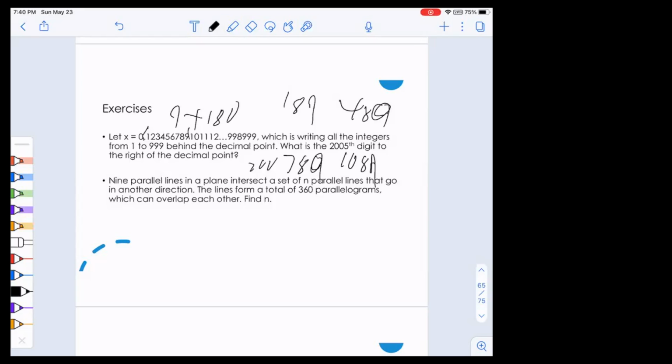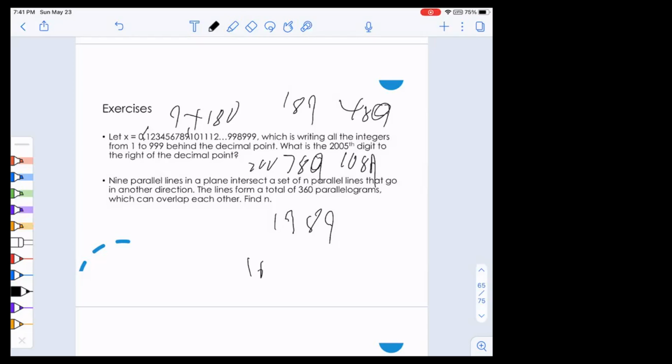And so on and so forth until we get to 699, which is 1989 decimal places. But now we can't go any further since if we add 300 more, that would be too much. So the 1990th digit is the first digit of 700, which is 7. And since we want the 2005th digit, we subtract the 1989 from that and we get 16. So we want the 16th digit from 700.